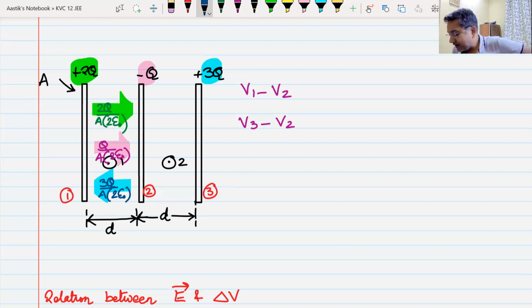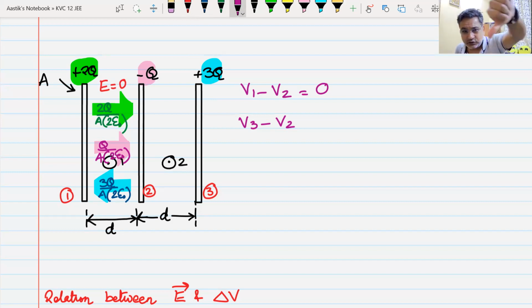Then you find out the net field. How much is the net field? 2Q plus Q on the right, 3Q on the left. So the net electric field between these two plates is 0. Do we understand this? Yes, sir. Electric field between these plates is 0. That means what is the potential difference between A and B, or 1 and 2? The potential difference between 1 and 2 would be 0. Do we understand this? Yes or no?